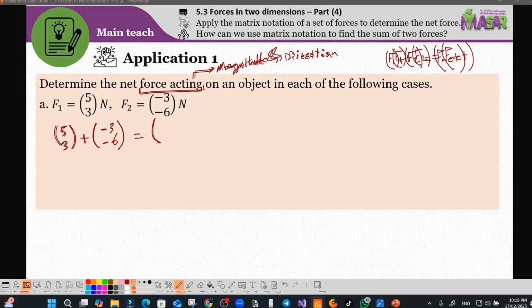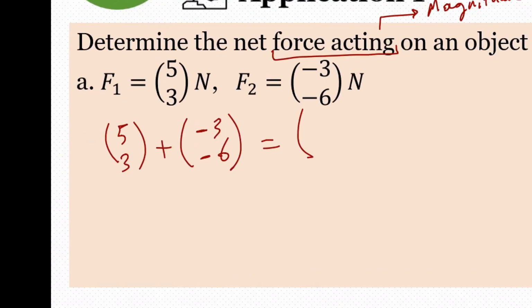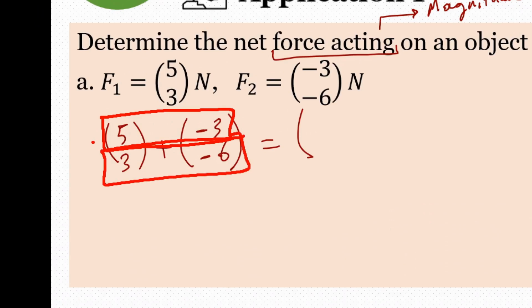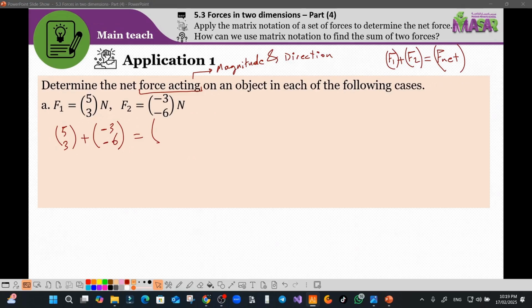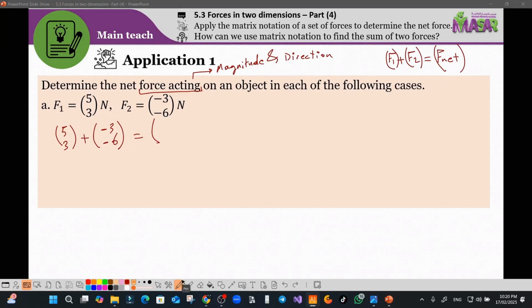Now remember here, we add the first row together, so 5 and minus 3 together, and the entries in the second row together, which means 5 and minus 3 is 2, 3 and minus 6 is minus 3.